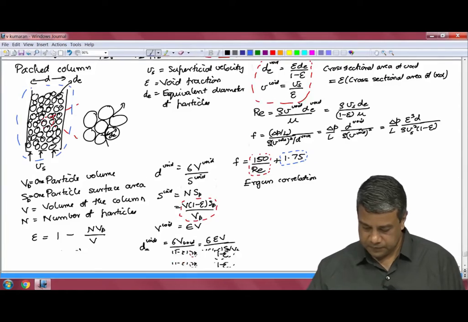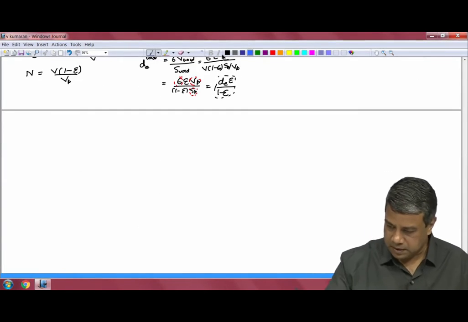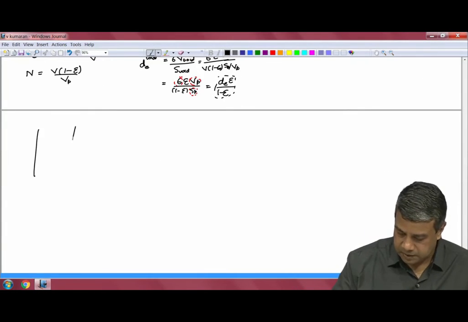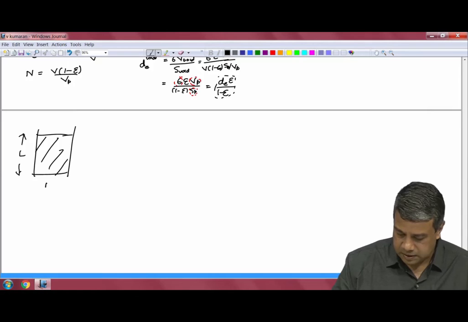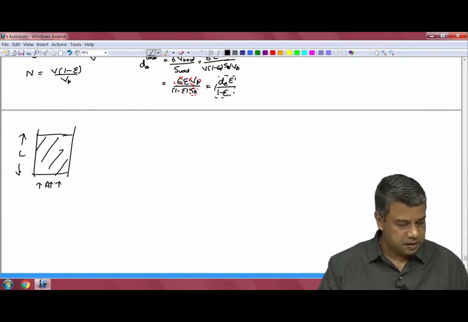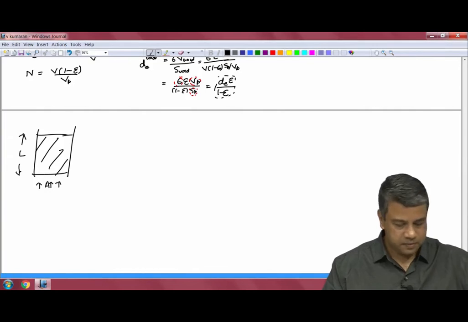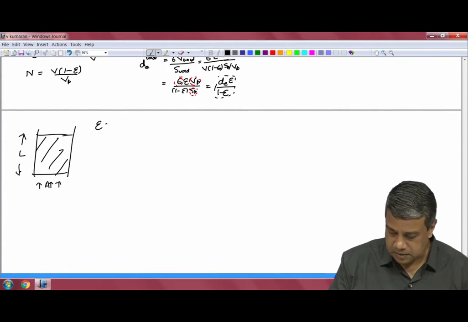So, I will just rewrite it over here. You have a packed bed of length L, and cross sectional area A, across which you are applying a pressure drop. The porosity of this packed bed is equal to 0.4.